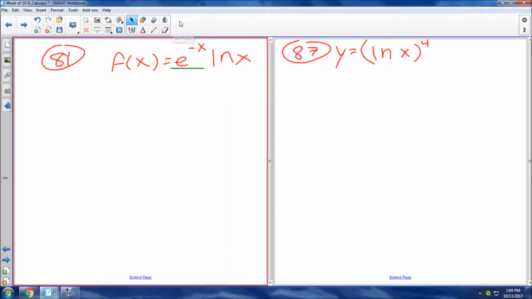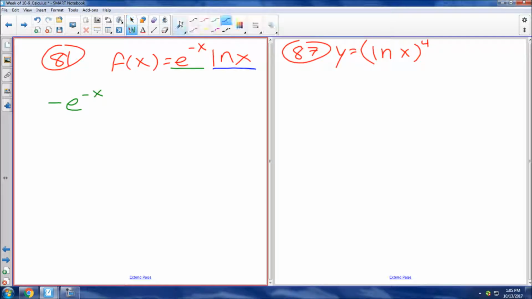So I'm going to go green and blue, and I'm going to use the product rule. Do you see what I'm saying? Because it's a product, you have to use the product rule. So what's the derivative of the first? Derivative of e to the negative x is e to the negative x times negative 1, so it's negative e to the negative x. That's the derivative of the first.